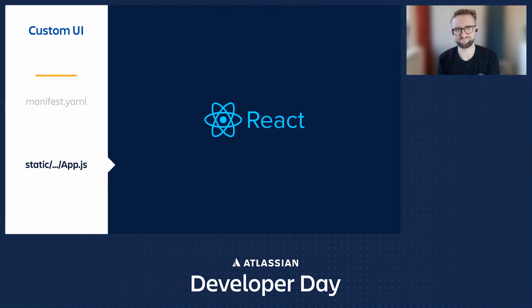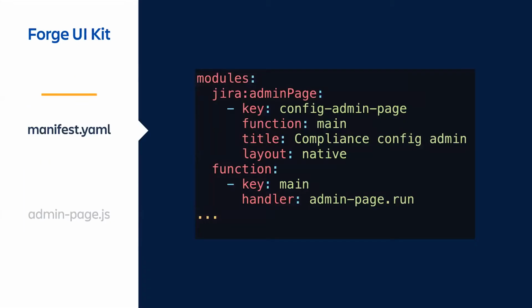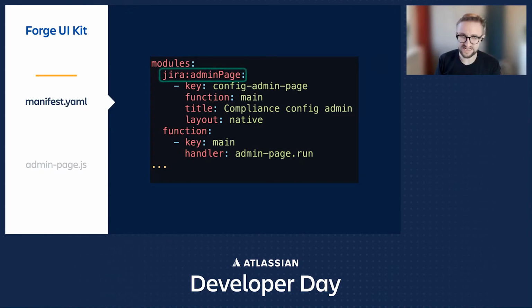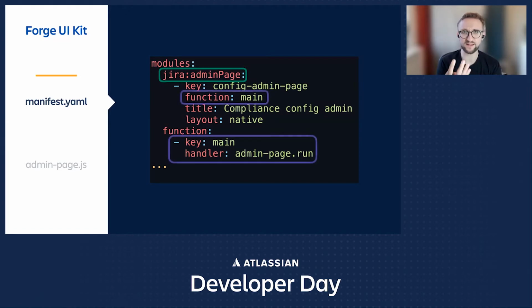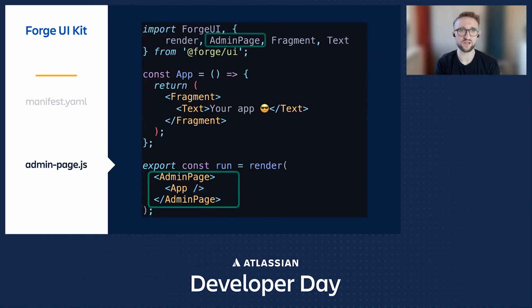And since the code isn't specific to the admin page, I can just leave you with this lovely logo. Put here whatever you want. But you can also use Forge UI Kit to do the job. What you have to do, declare the same module Jira admin page in your manifest and point the handler function. In the handler function, you have to use the top level admin page component to render the admin page. Rest of it, well, it's just a Forge UI Kit app. I believe that you know the drill.